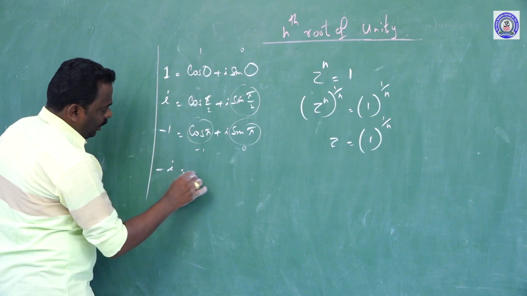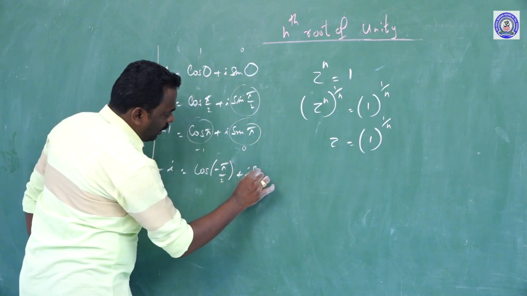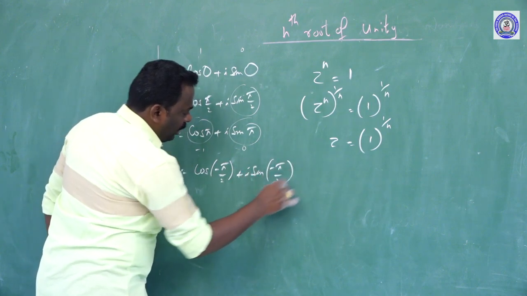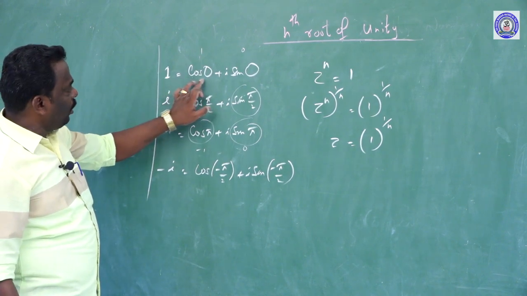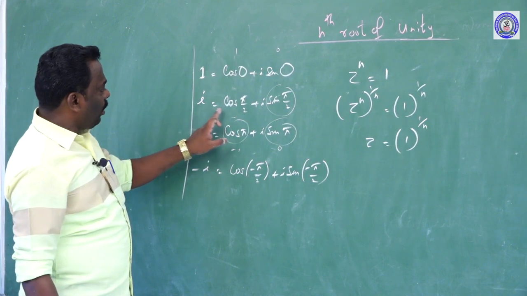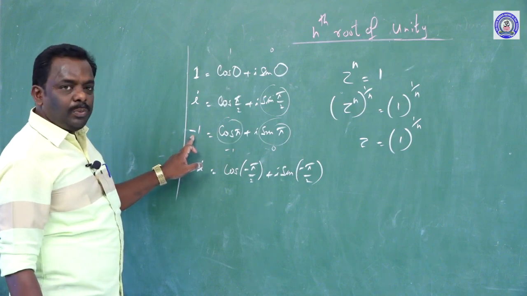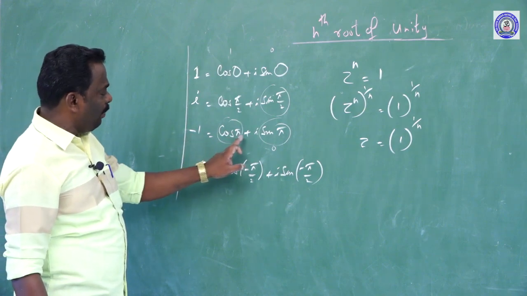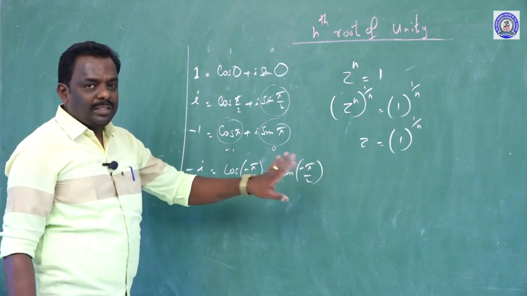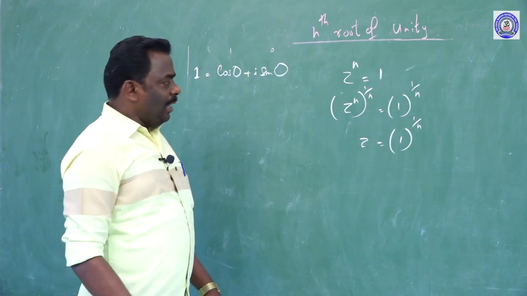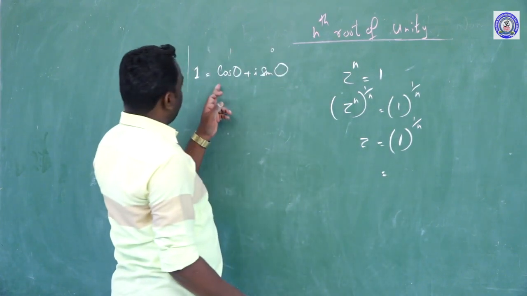Then minus i equals cos of minus pi by 2 plus i into sin of minus pi by 2, the polar form of minus i. So the polar form of 1 equals cos 0 plus i sin 0; the polar form of i equals cos 90 plus i sin 90; the polar form of minus 1 equals cos pi plus i sin pi; minus i equals cos minus 90 plus i sin minus 90. These are the polar forms of the complex numbers. Now we want to replace 1 with its polar form. What is the polar form of 1?